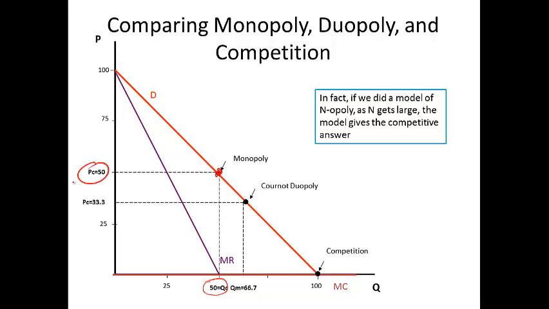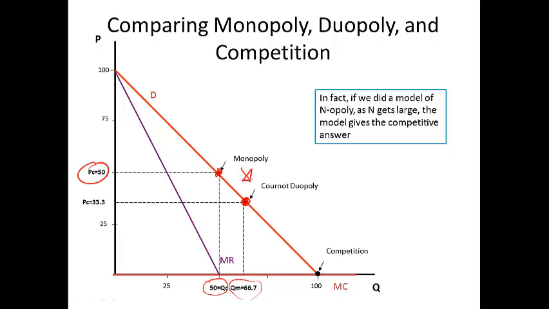In Cournot duopoly, we found that collectively the firms produced approximately 66.7 units of output, and the price on the demand curve then was about 33 1/3. Well, it was exactly 33 1/3. So we see that duopoly relative to monopoly has higher output and lower prices.